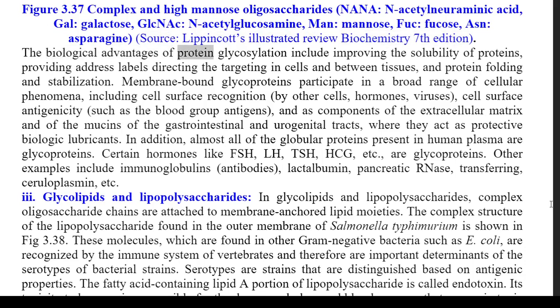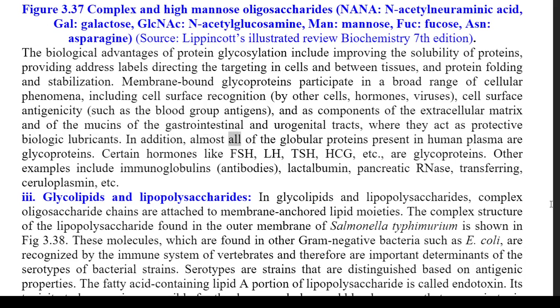The biological advantages of protein glycosylation include improving the solubility of proteins, providing address labels directing the targeting in cells and between tissues, and protein folding and stabilization. Membrane-bound glycoproteins participate in a broad range of cellular phenomena, including cell surface recognition by other cells, hormones, viruses, cell surface antigenicity, such as the blood group antigens, and as components of the extracellular matrix and of the mucins of the gastrointestinal and urogenital tracts, where they act as protective biologic lubricants.